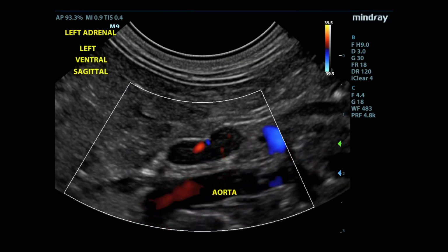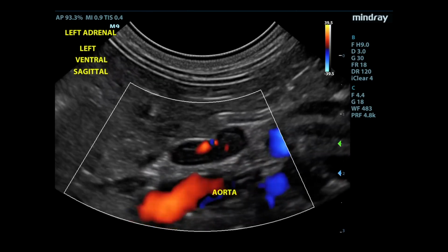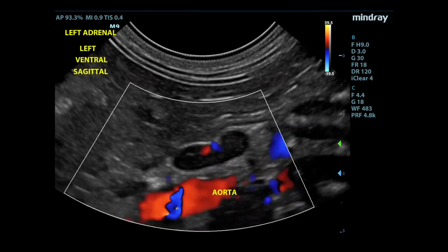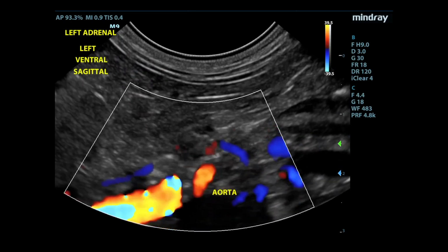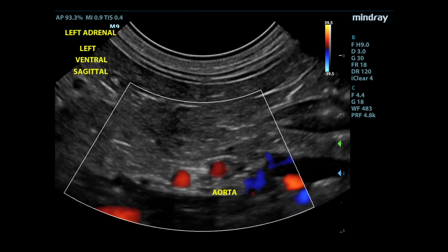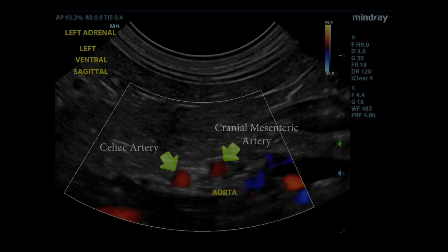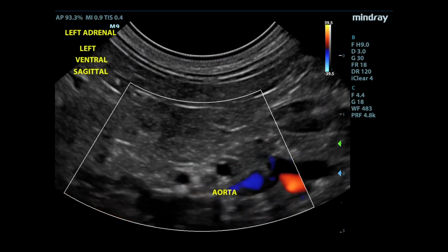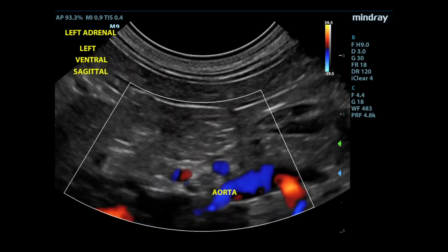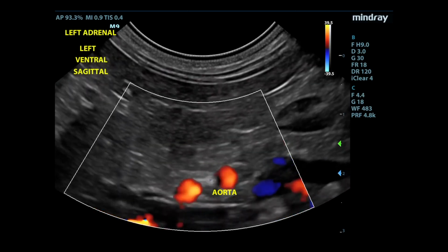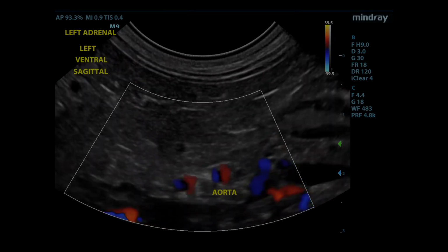The celiac and cranial mesenteric arteries originate from the aorta in the cranial abdomen. The celiac artery goes to the spleen, and the cranial mesenteric artery goes to intestines of the cranial abdomen. The cranial pole of the left adrenal gland is located directly over the origin of the cranial mesenteric artery.